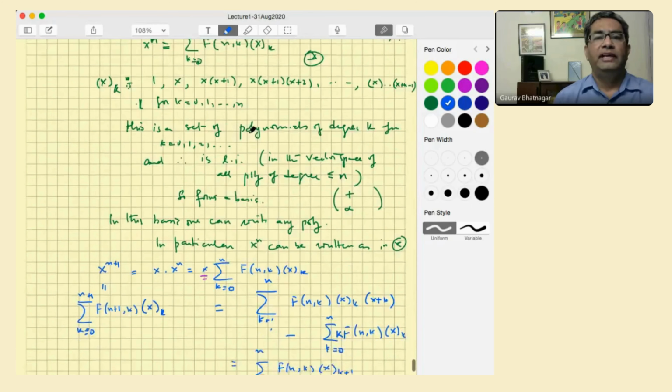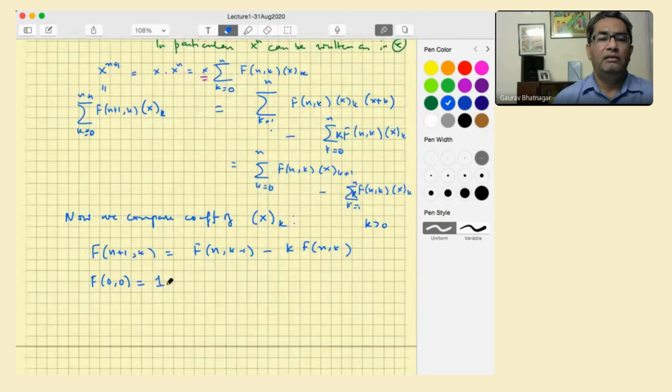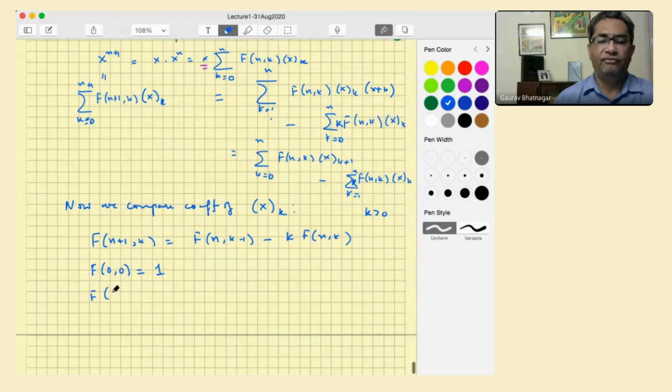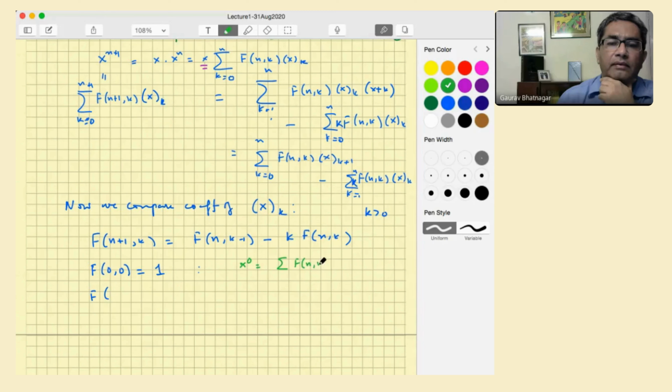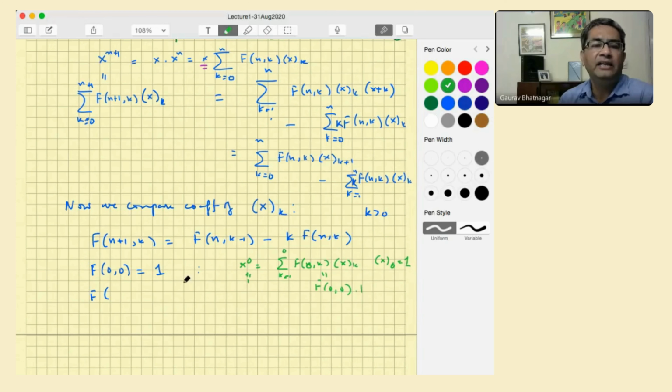So x to the 0 and x sub k, it's going to be 1. Then f of, so why is this true? So we want n equal to 0. So the first term has to be, I mean, this is 1. And x sub 0 is also equal to 1. So there's only one term here, f_00, times 1. So we get this is true.